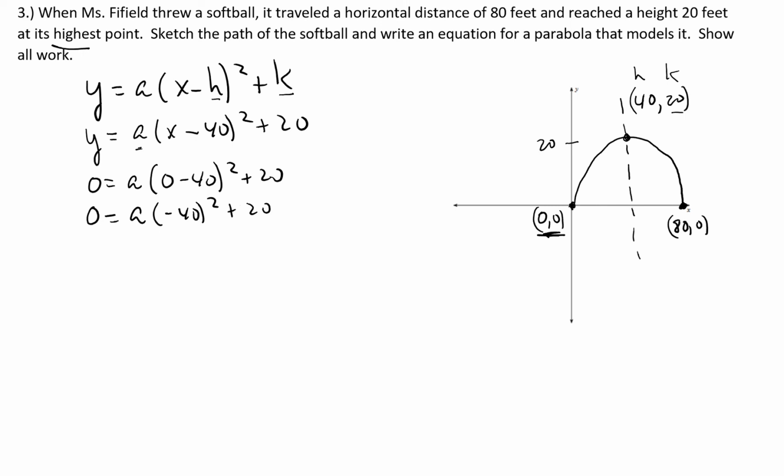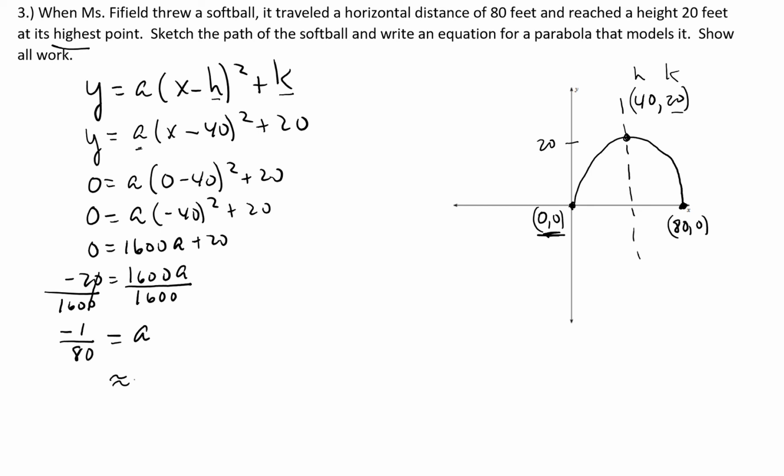So 0 equals a times 0 minus 40 is negative 40 squared plus 20. Negative 40 squared is going to be 1600. So then 0 equals 1600a plus 20. So then I want to move 20 to the other side. So then I get negative 20 equals 1600a. Then I want to get a by itself, so I'm going to divide by 1600 on both sides. And so then I get a equals, this will cancel, 160 divided by 2 is 80. So then this is going to be negative 1 over 80.